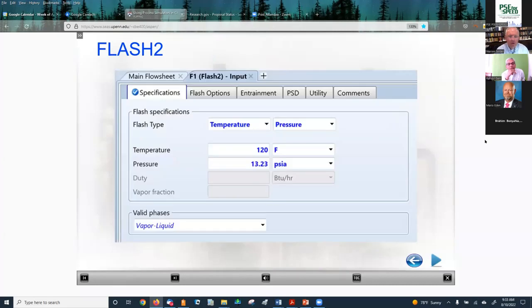The input form for Flash 2 is very simple. Only 2 specifications need to be made. They are chosen from temperature, pressure, vapor fraction, and heat duty. In this example, the flash temperature is set to 120 degrees Fahrenheit, and the flash pressure is set to 13.23 pounds per square inch absolute. Notice that the valid phases specification is left as the default selection of vapor liquid. In an ideal mixture such as this one, 2 liquid phases will not form.